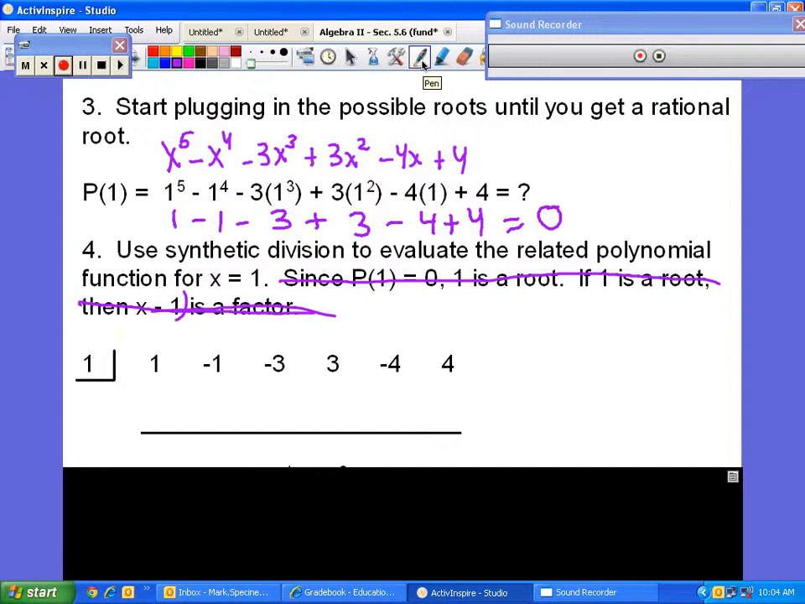So if you're still fuzzy on synthetic division, you have to go back and look at it, because if you can't do synthetic division, you're not going to be able to solve this problem. Okay, so let's quickly run through this.